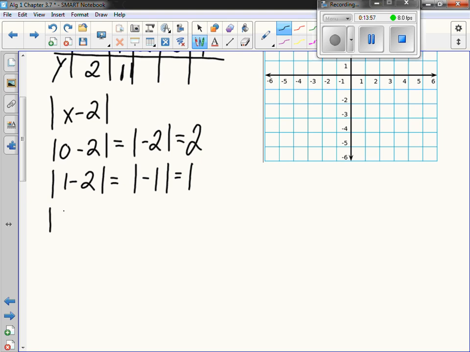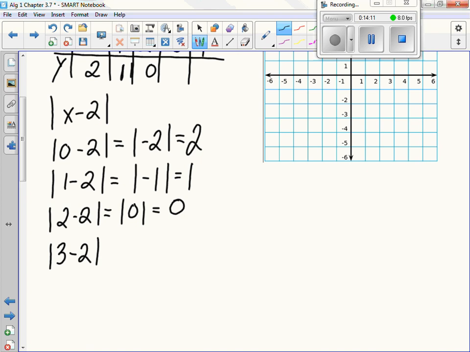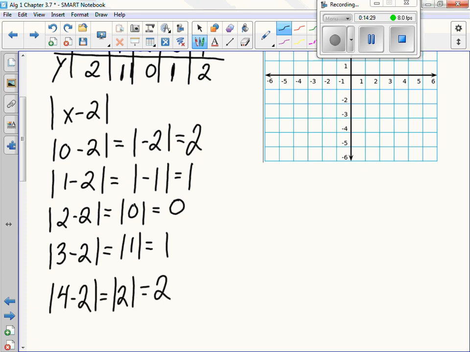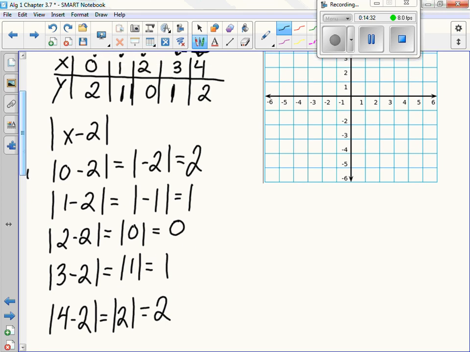Then what number are we going to do next? 2 minus 2 would be? 0. And the absolute value of 0 is? 0. Then we would do 3. 3 minus 2 is? 1. And the absolute value of 1 is 1. And it would be 2. If we do it with 4, well, 4 minus 2 is 2, and the absolute value of 2 is 2. So it's always going to have this V shape. All of these absolute values are going to have this V shape to them.